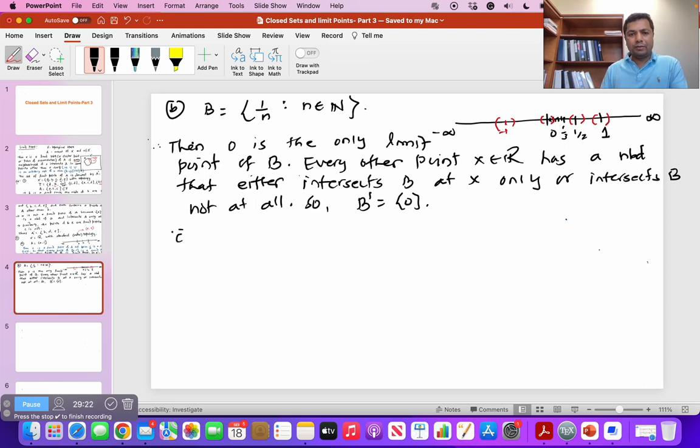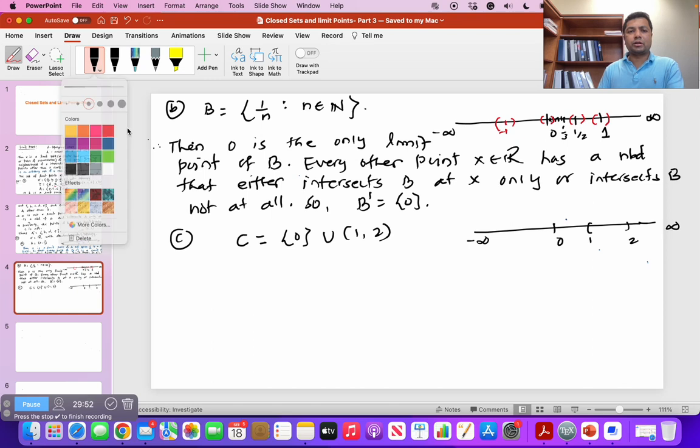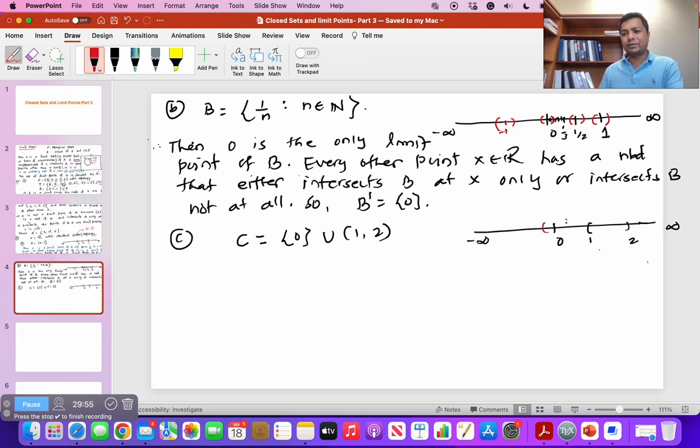Okay, now let me give you one more example. Still we are in the set of real numbers, whose subset C is the union of the singleton set 0 and an open interval. So here this is our 0 and this is the open interval from 1 to 2. Here it is easy to check that 0 is not a limit point, because we can construct a neighborhood containing 0 which will intersect C at 0 only.